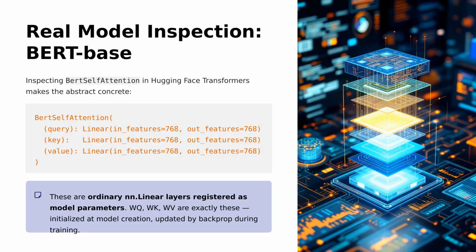Here's the concrete version, inside a real model. In Hugging Face's BERT, the BertSelfAttention module contains 3 standard linear layers: query, key, and value. Each maps 768 features to 768. Those layers are the actual WQ, WK, and WV matrices. They're not symbolic objects. They're ordinary model parameters, created when the model is built and then learned through backpropagation during training.